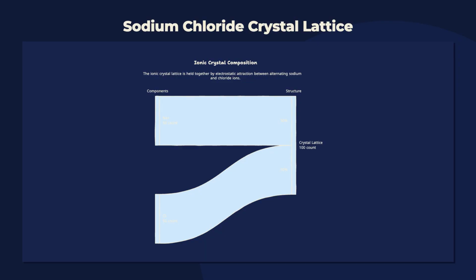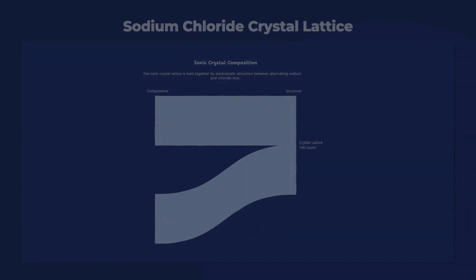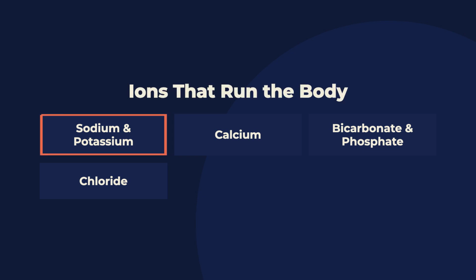Instead, sodium and chloride ions stack into a repeating crystal lattice, alternating positive and negative charges held together by attraction throughout the entire structure. Because the body is mostly water, ionic compounds dissociate completely into free ions called electrolytes.